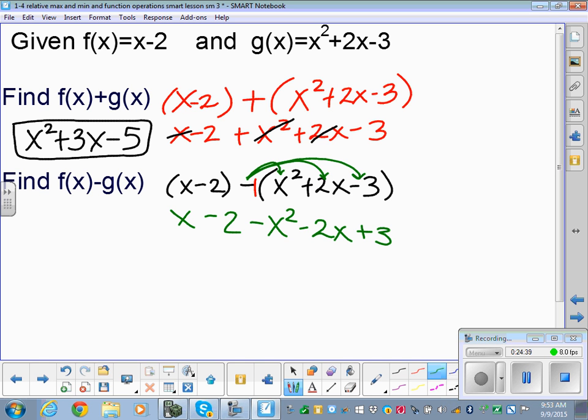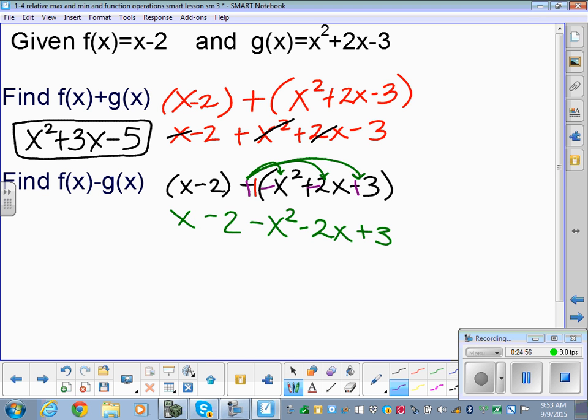Now some people like to think of it like this, and I'm fine with that. They saw that we had a negative, so they say cross the line, change the sign, but be careful. Make sure to change the sign on everything. So this was positive, it's now negative. This was positive, it's now negative. This was negative, it's now positive. Negative, negative, positive. Does that make sense, everybody?